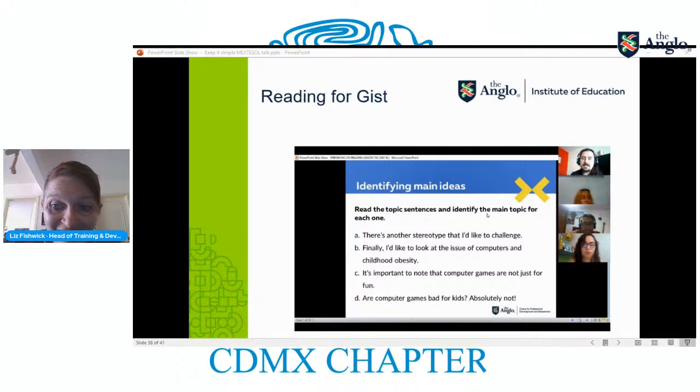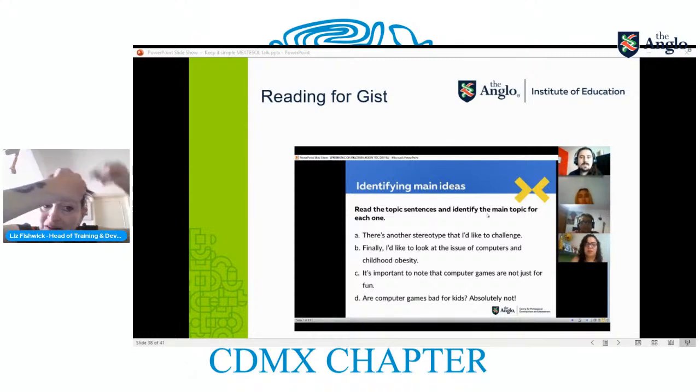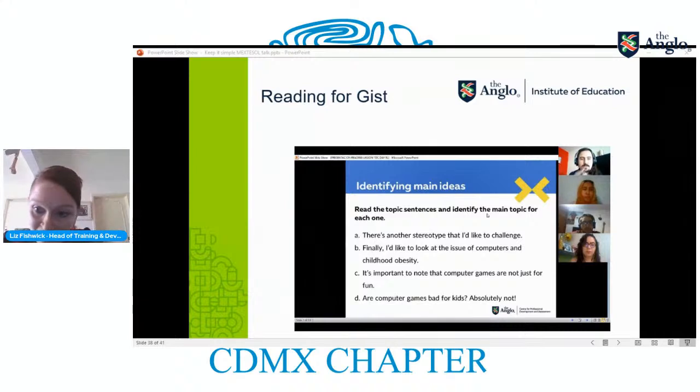A topic sentence, does it mention the main idea of the paragraph, or is it just a supporting detail? The main idea, I think. Do you agree, all of you? Okay, brilliant. Yes, good. I guess the main idea. Yes, we're looking for the main idea here.